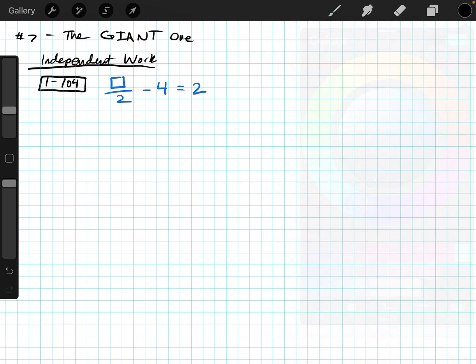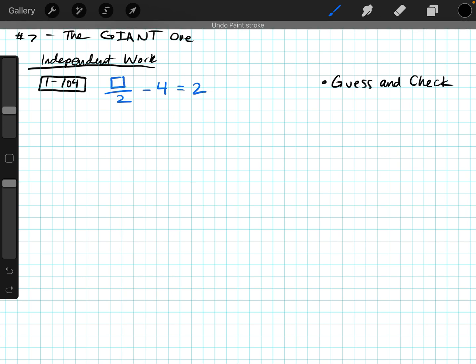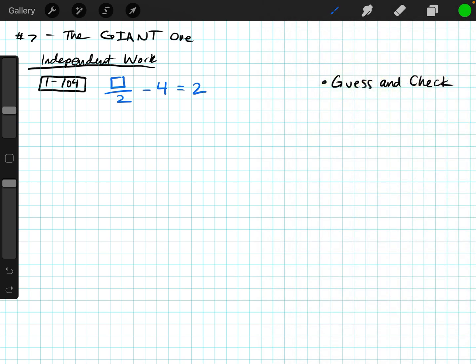One of the ways that we could solve it is by guessing and checking. Let's do that first. If we guess a number, let's start with maybe 10. Let me change colors. Go back to green. If we guess that the number's 10, then we can take 10 divided by 2, which is 5. The next step would be to subtract 4, and then we'll see if it equals 2. Well, in actuality, 5 minus 4 is just 1, and 1 does not equal 2.